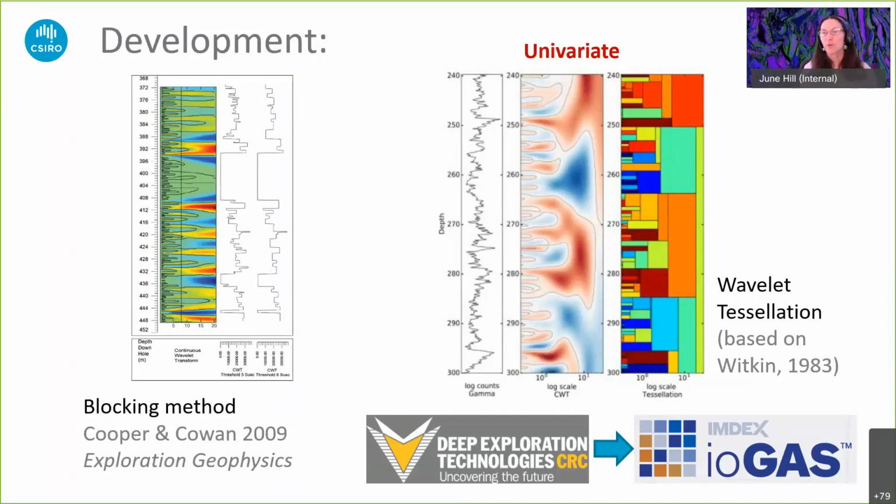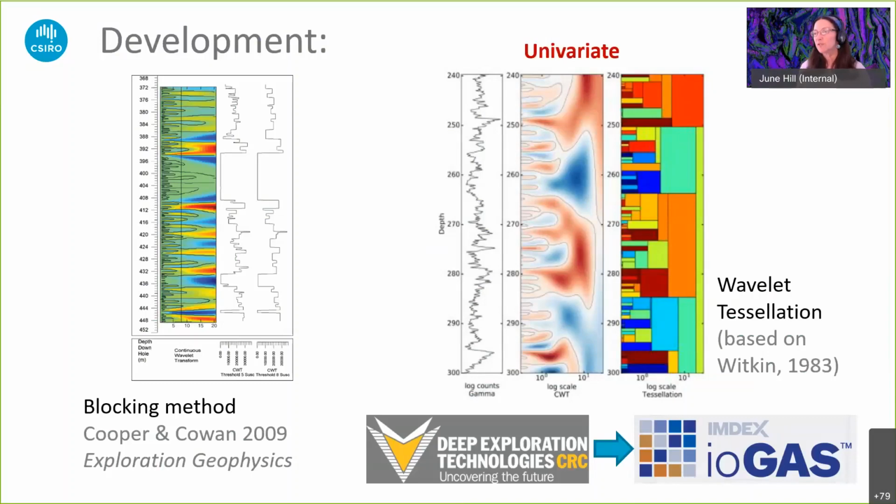So this is why we developed this wavelet tessellation, and it's based on some work by a guy called Witkin, who was also in image analysis and was trying to figure out how to segment images. So it's based on his idea, and now it's almost like a continuous blocking, all the way from the smallest scale to the largest scale.